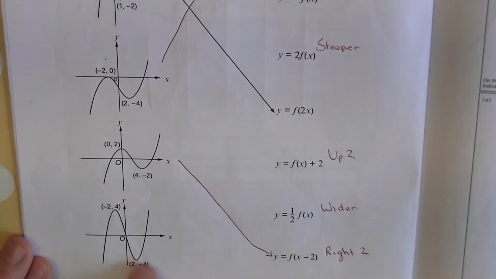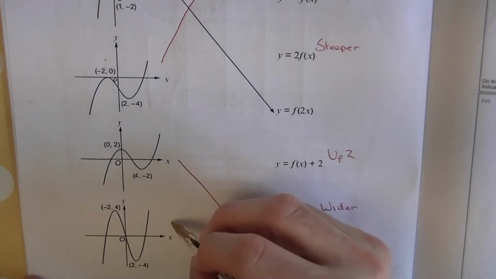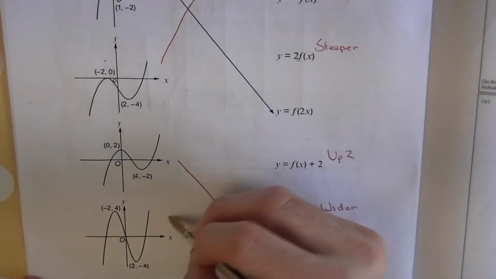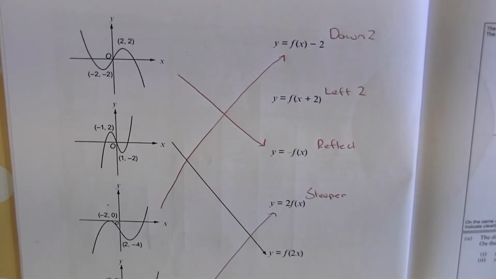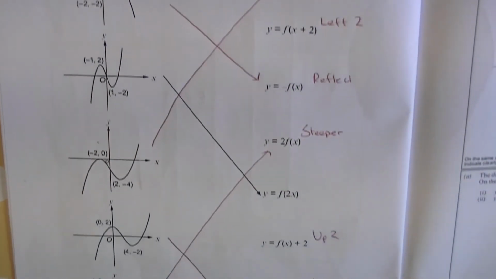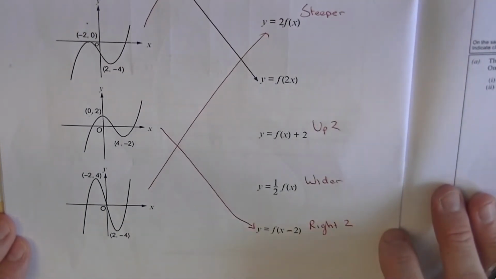And then the last one, that point hasn't moved, but everything has become steeper. So I'm looking for that positive number before f of x, which is there. And I've actually written on what I expect all of these to do. Hopefully that makes sense to you. So that would be down 2, left 2, reflection, steeper, up 2, wider, and right 2.